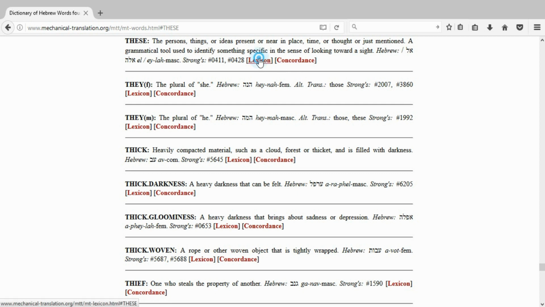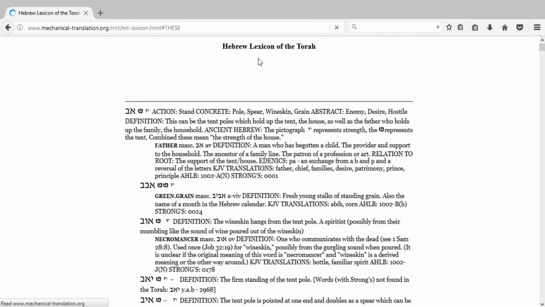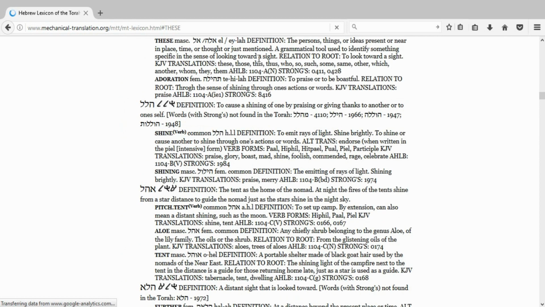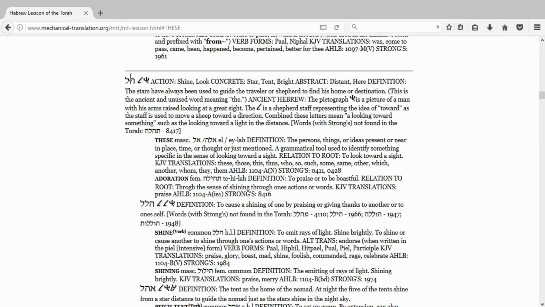So let's go ahead and click on the Lexicon. Again, this is going to take a few seconds. It's a very large file. And here is "these," and this tells us it's masculine. The masculine form is el or ela. Definition, relationship to the root, which is back up here, hal. The King James translations of this word: these, those, this, thus, etc. The AHLB number, if you have my Ancient Hebrew Lexicon of the Bible, this is where you'll find it.